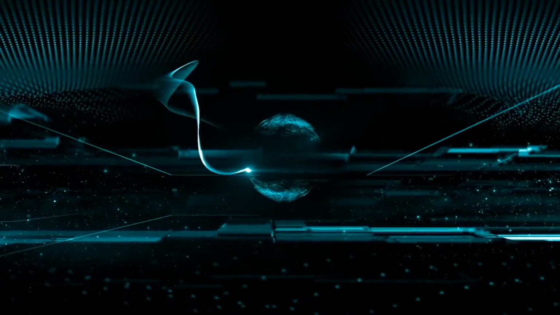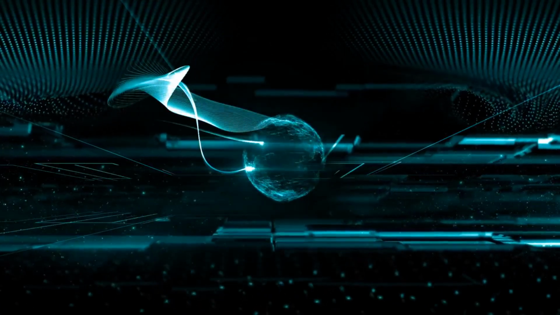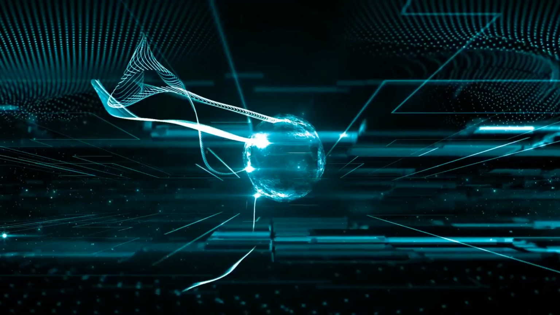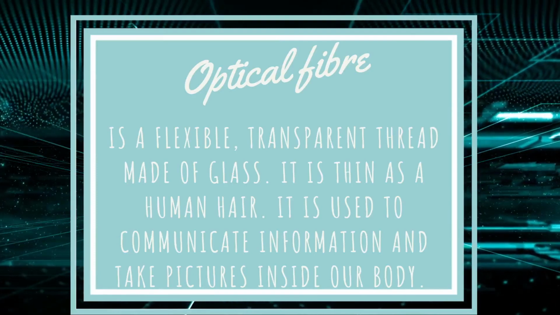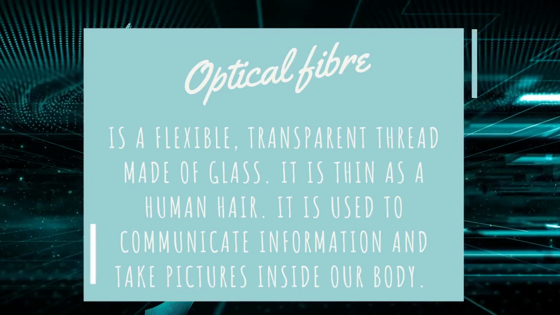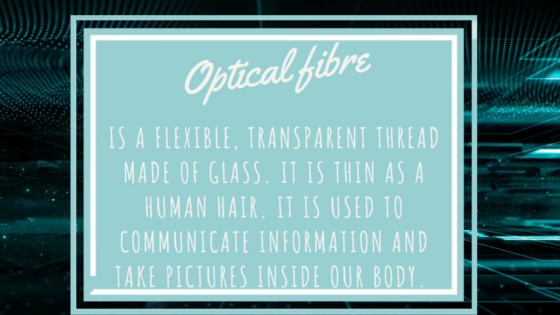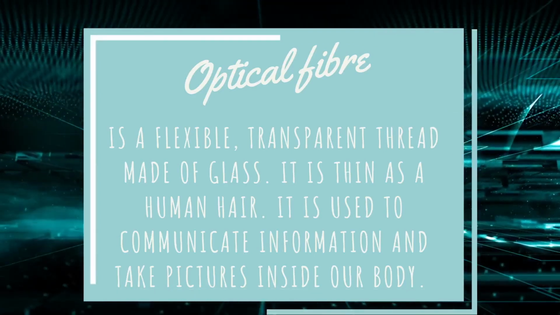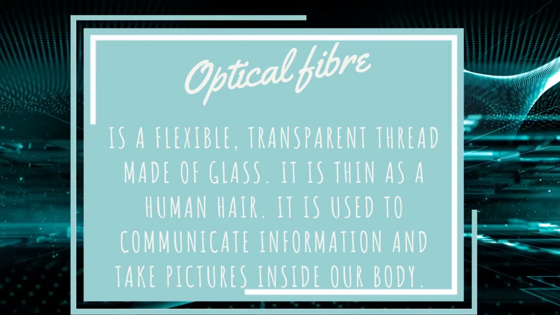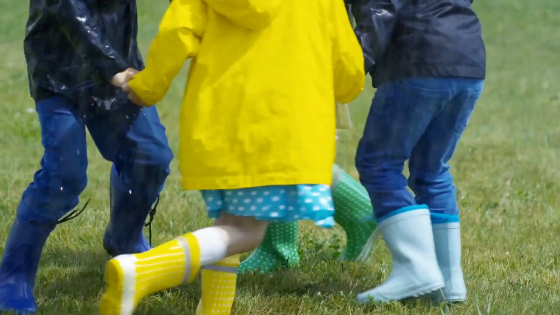Another new material is optical fiber. Optical fiber is a flexible, transparent thread made of glass. It is thin as a human hair. It is used to communicate information and take pictures inside our body.